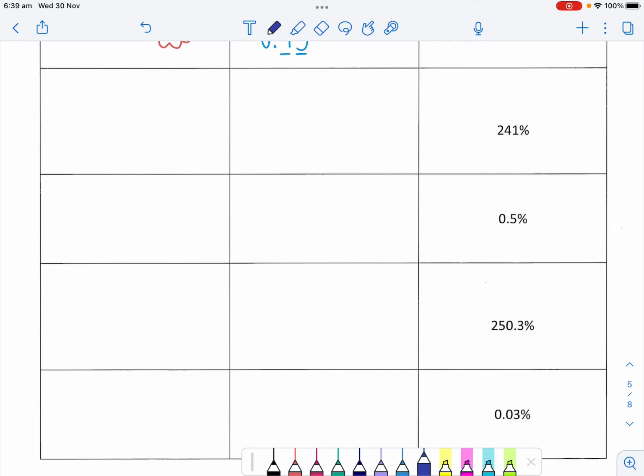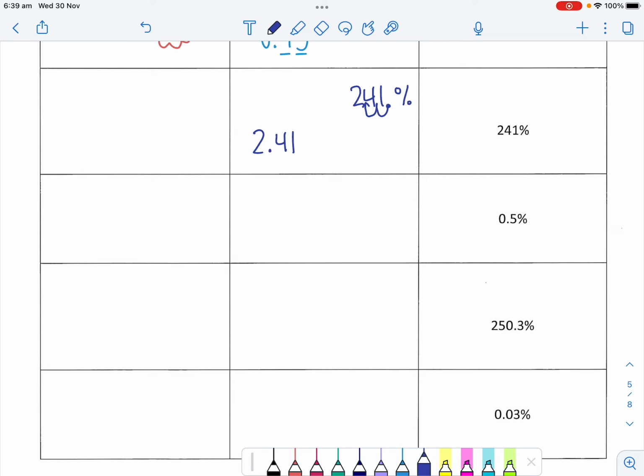241%. My decimal is at the end of 241, and I'm moving it to the left 2 places. So 1, 2. I'm only moving it 2 places. So wherever the decimal ends up after those 2 jumps, that's where it has to be. So this is going to be 2.41.